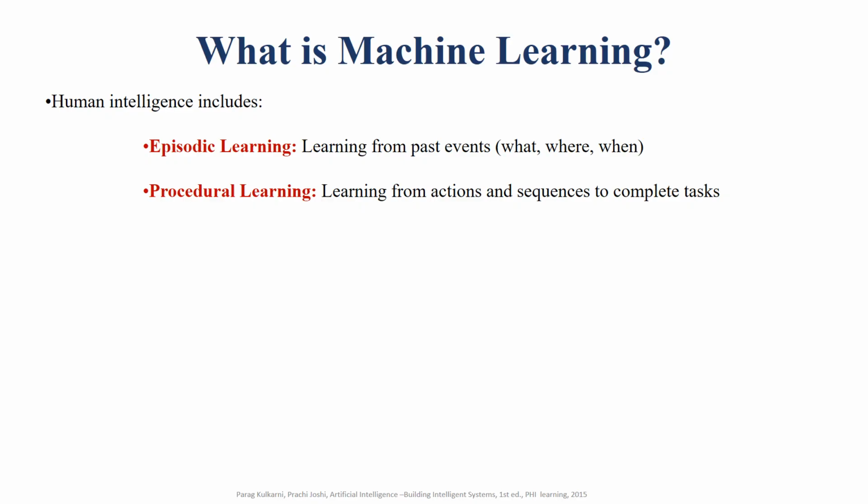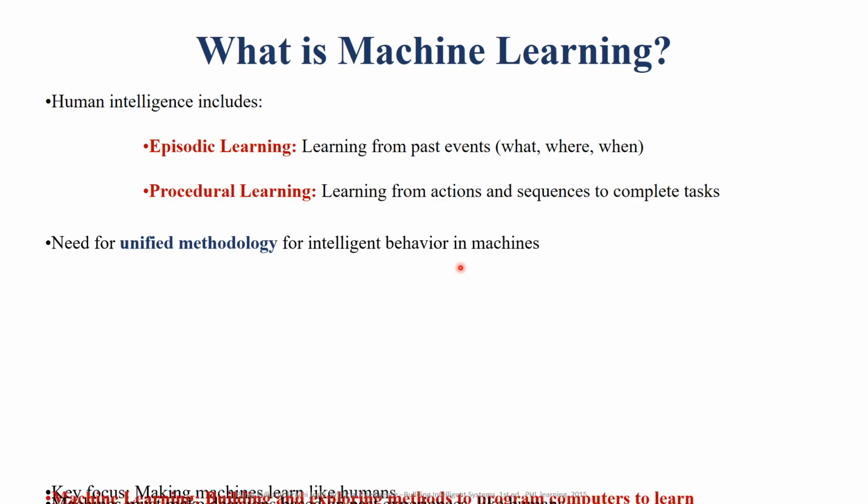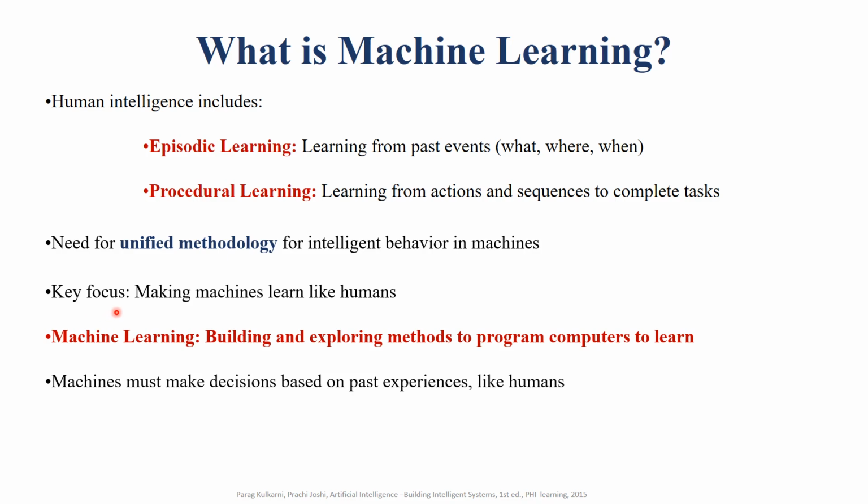Machine learning. Human intelligence includes episodic learning and procedural learning. Episodic learning is to learn from past events, and procedural learning is to learn from action sequences to complete the task. There is a need for a unified methodology in order to have intelligent behavior in machines. So the key focus is to make the machines learn like humans. Machine learning means building and exploring methods to program computers to learn. So machines must make decisions based on past experiences like humans.